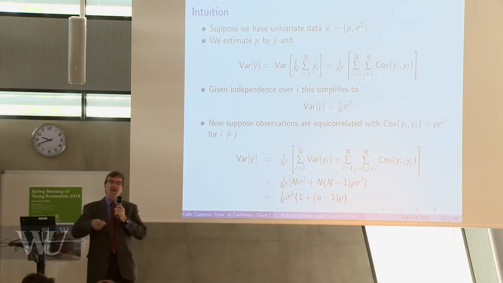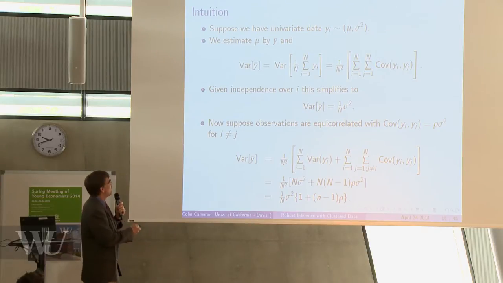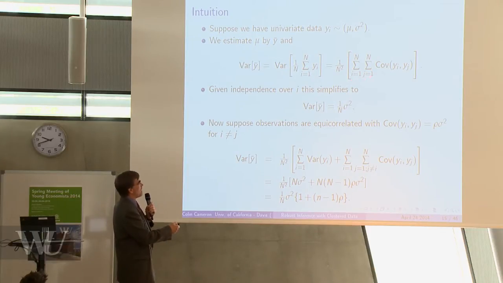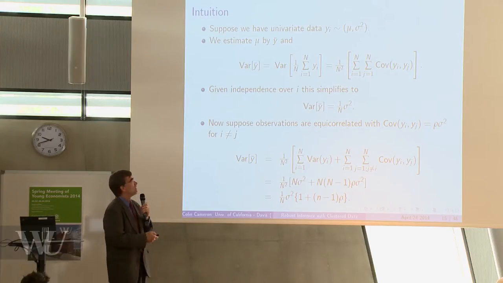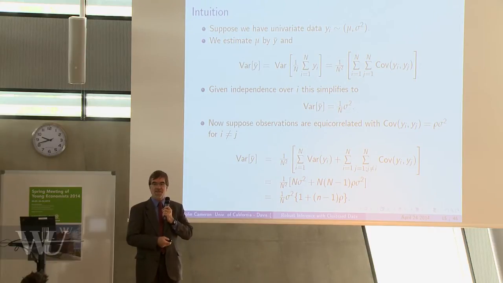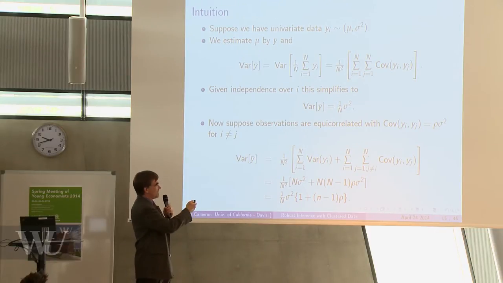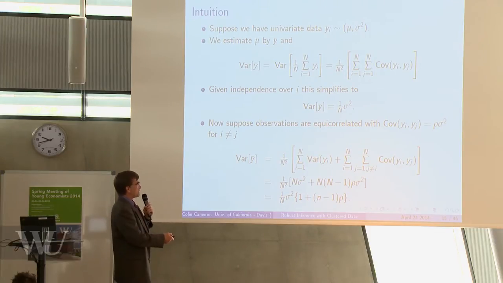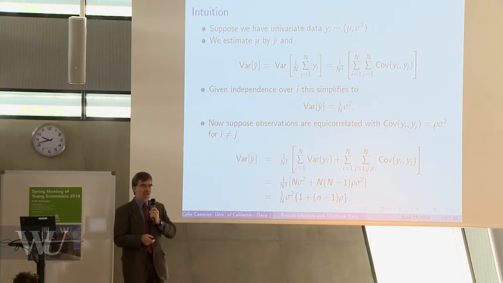What if instead our data were correlated? Well, then the variance of the sum is the sum over i and j of the covariances. The simplification happened because with independence, the covariance of yi and yj is zero if i does not equal j. So you just pick up the i equals j terms, we're summing n of them, so we get n times sigma squared times 1 over n squared, which gives 1 over n sigma squared. If we have correlation, then we not only have to sum the variances, but we have to sum the covariances for j not equal to i.